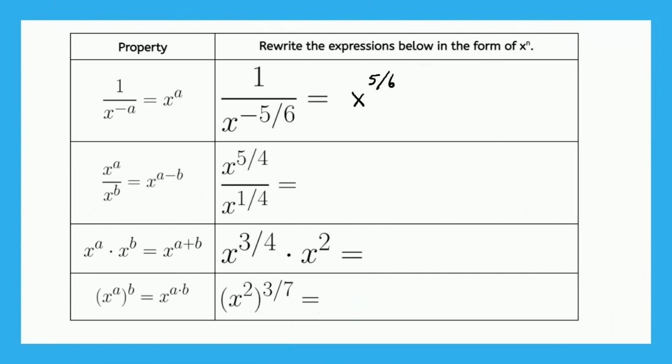Let's try the second one. So it looks like a this time corresponds to the exponent 5 over 4, and b corresponds to 1 over 4.